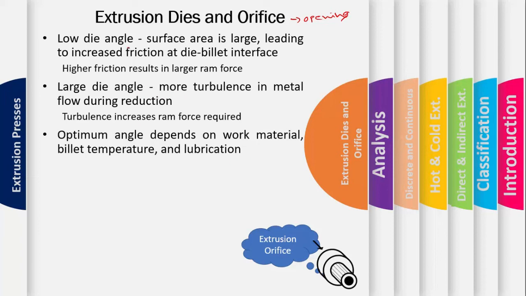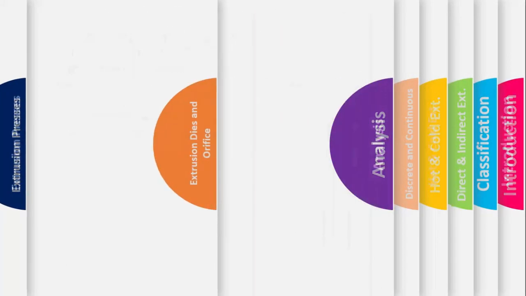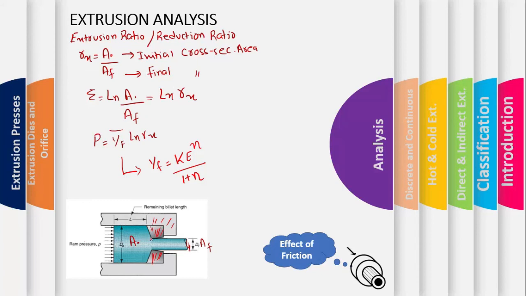If you have a low die angle, the surface area is large, leading to increased friction at the billet-die interface. If our die angle is low, we will have to exert extra force to overcome the friction effects. While in the case of a large die angle, we will have lower friction but more turbulence in the metal while extruding. Why is that so? If you see here, this is the die angle.